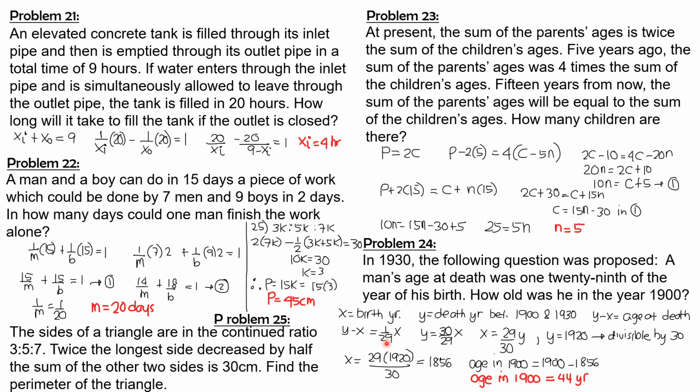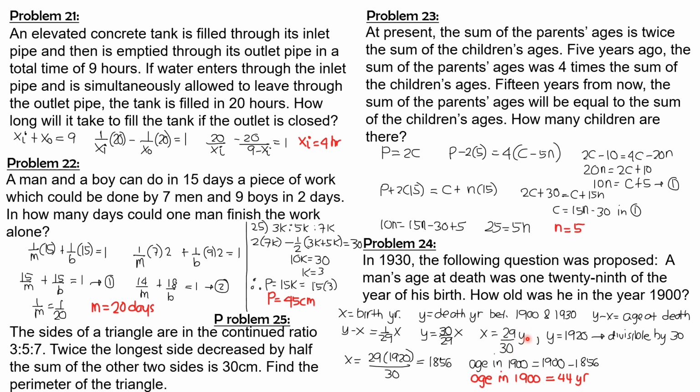So we call x the birth year, y the death year, and that is expected to be between 1900 and 1930. So therefore, death year minus birth year should be the age at death of the man. So y minus x is stated here as 1/29th of the year of his birth. So y minus x is 1 over 29 of x. So solving for y is 30 over 29 of x. We then solve for x is 29y over 30.